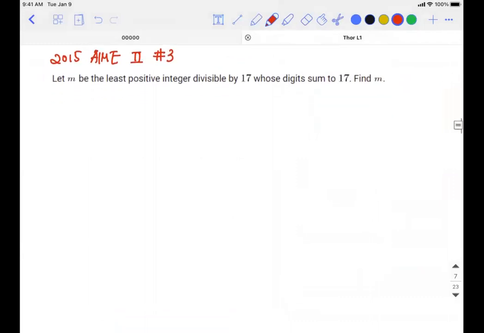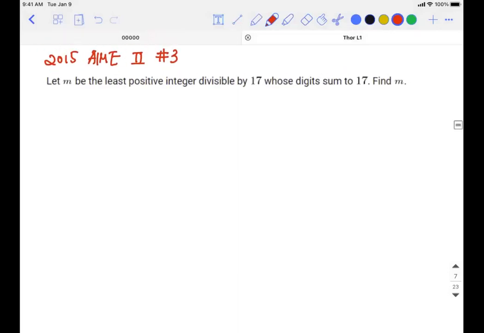AIME, you have to pass the AMC 10 in order to be eligible to go to AIME, right? This is the American Invitational Math Exam. But this is question number 3. It's kind of an easy one, not super, super difficult. So let's have a look at it.